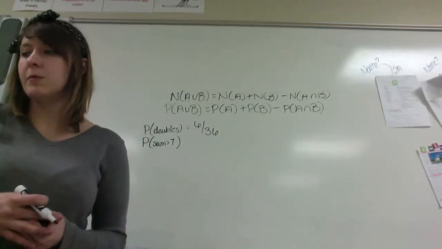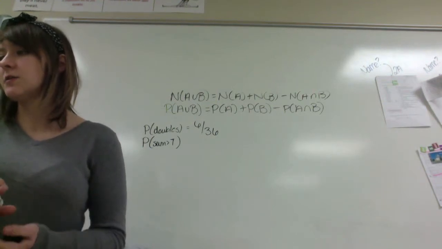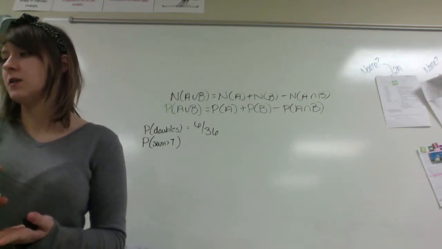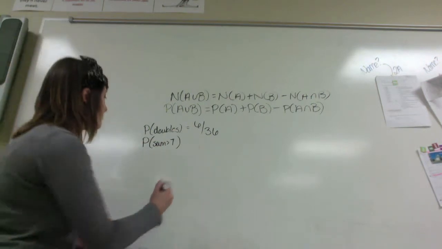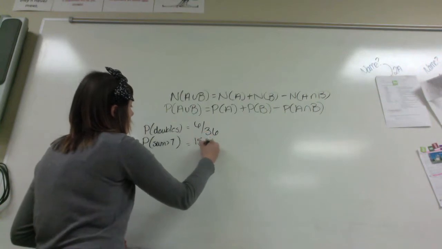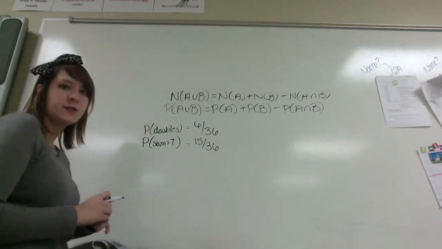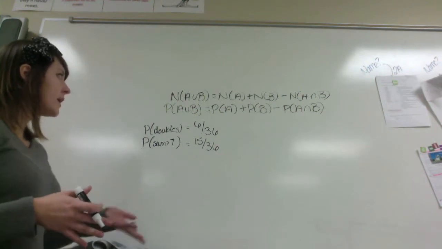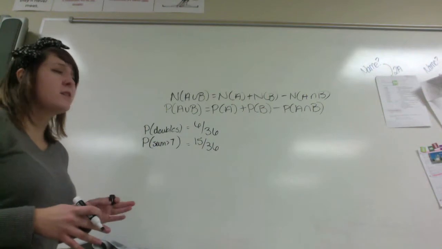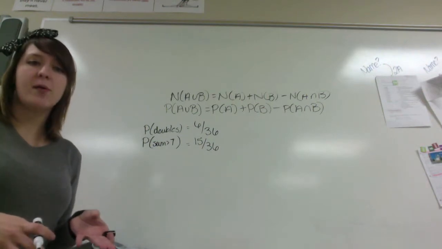So if I'm going to get a sum over 7, if I look at my dice chart here, I can see that that's going to be 15 over 36. So there's 15 outcomes that have a sum over 7 out of the 36 total possible outcomes. So now I can use this formula, but I need to think about, are these sets mutually exclusive? Do they have anything in common?